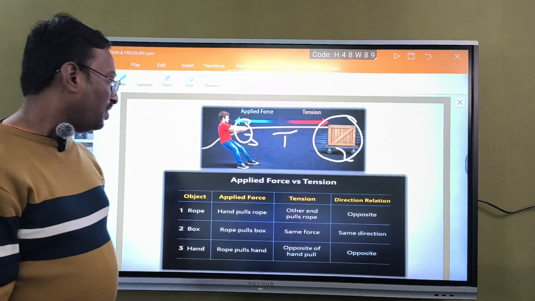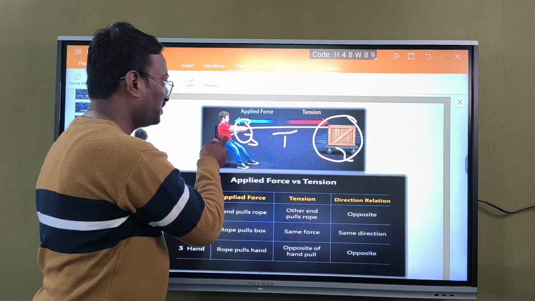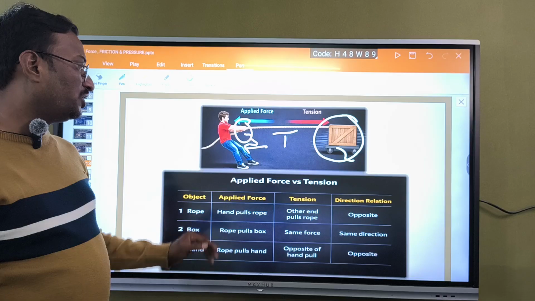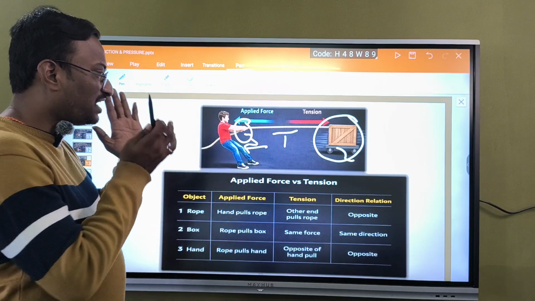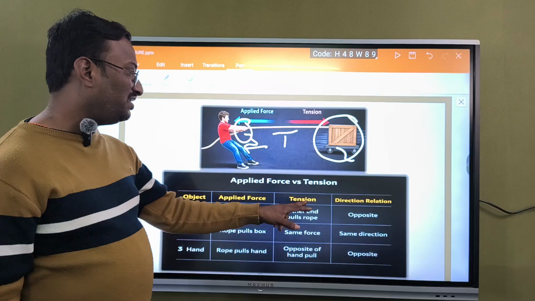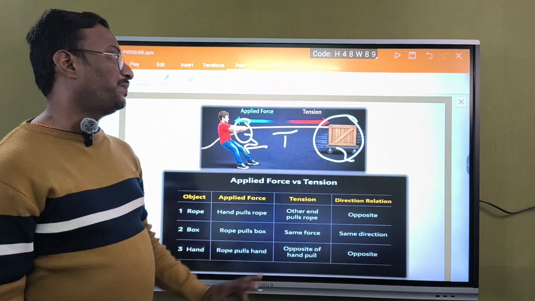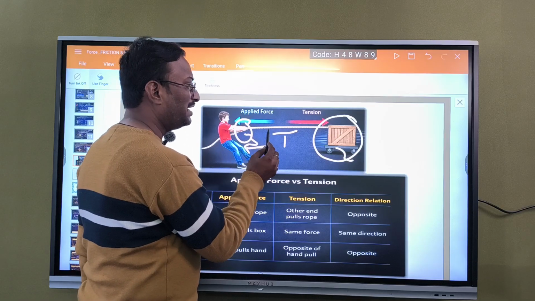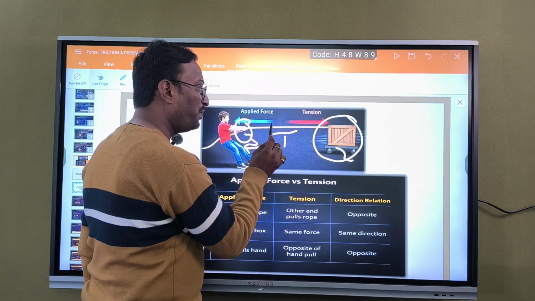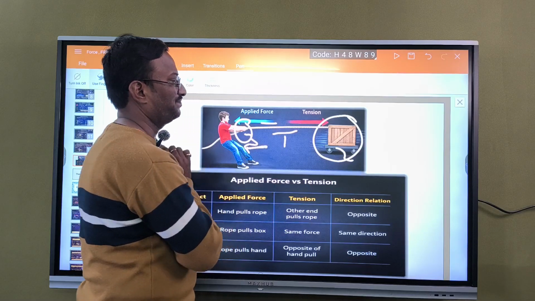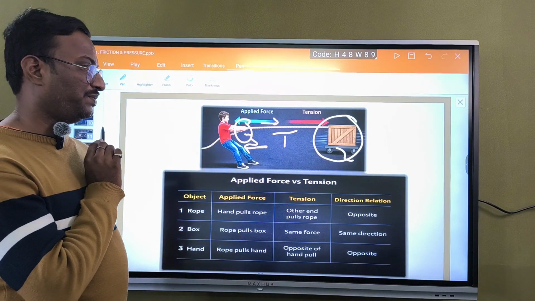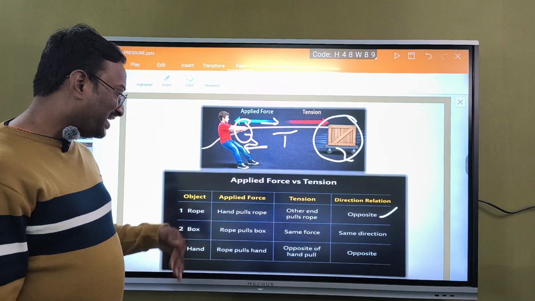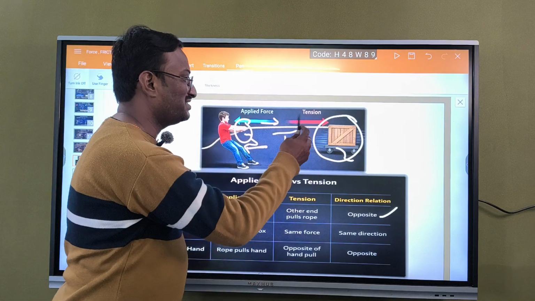See now. The hand pulls the rope, right? The hand is pulling the rope here towards this direction. The hand pulls the rope, that is the applied force. You just consider only the hand now. Then tension: the other end pulls the rope. So when the hand pulls this rope in this particular direction, the tension will be created in this rope in the opposite direction. That is, the other end pulls the rope. So what will be the direction here? Opposite.